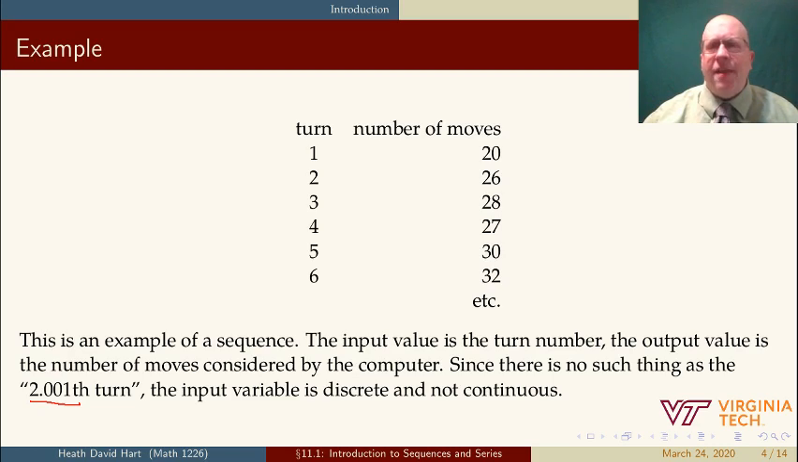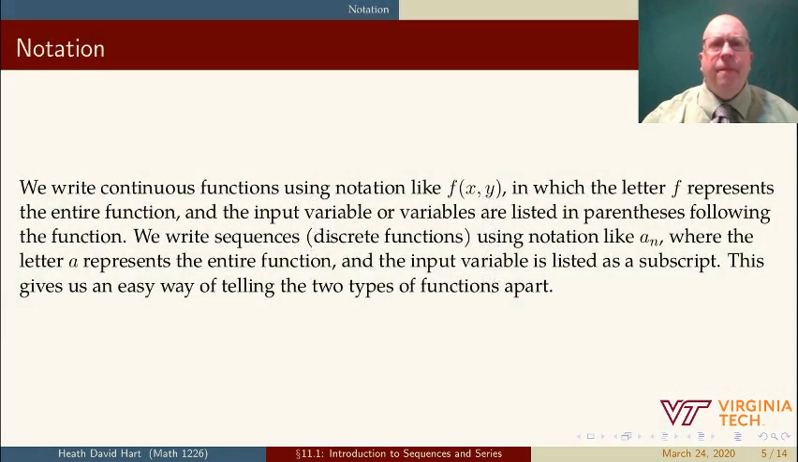because we can't approach these points arbitrarily closely. The points have to be separated by a distance of 1. So the input value variable is discrete and not continuous. We use notation like f of x comma y to represent a continuous function, and we use notation like a sub n to represent a sequence. The a tells us which sequence we're talking about, and the n tells us what the input value is for the sequence. n is the input variable, and it's listed as a subscript.